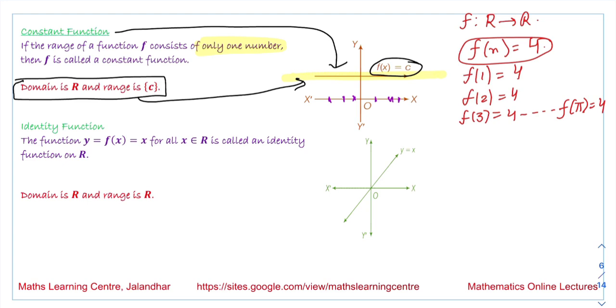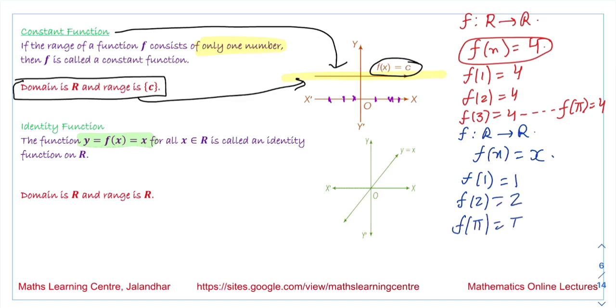Next we have the identity function. The definition of the identity function is y = f(x) = x. Any function which is f(x) = x, suppose f is defined from R to R. If you substitute 1, the answer is 1. If you substitute 2, the answer is 2. If you substitute pi, the answer is pi. So you substitute any value x belonging to R, you will get the same answer. We are saying f(x) = x.